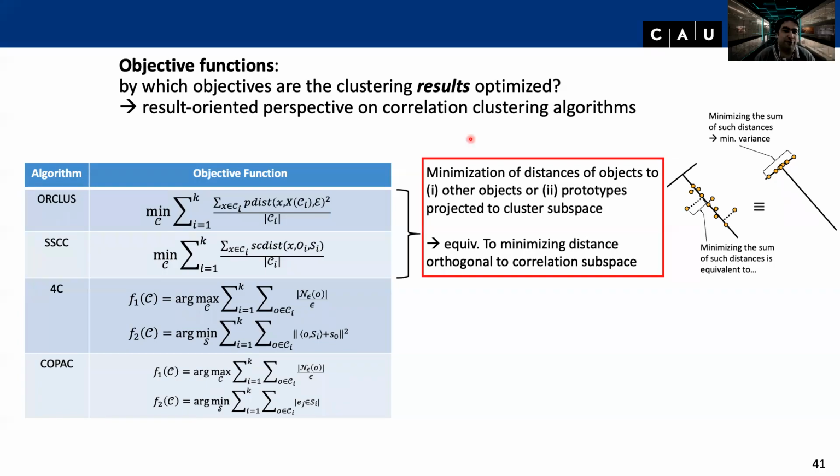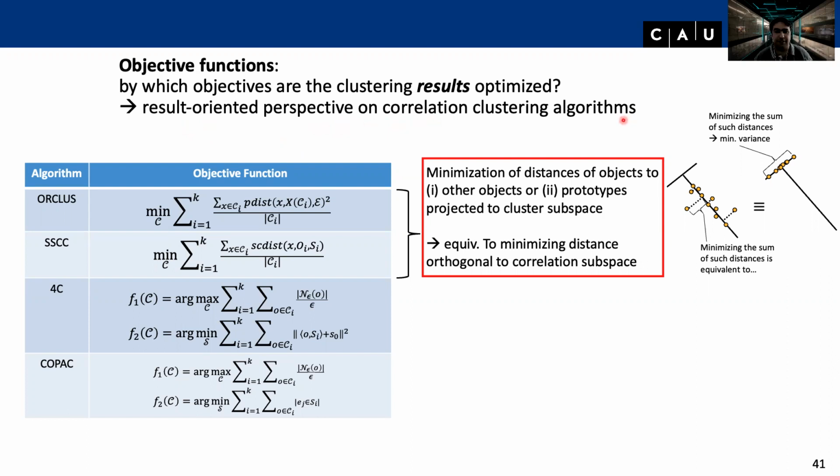Welcome back to the fourth aspect of our taxonomy, which deals with so-called objective functions. Objective functions mean, translated in other terms, by which objectives or goals the clustering results are actually optimized. While we had this one hyperparameter-oriented definition, we now figure out what the targets or goals of each of these algorithms are and what can be identified in the end as one final outcome. So it is a result-oriented perspective on correlation clustering algorithms.